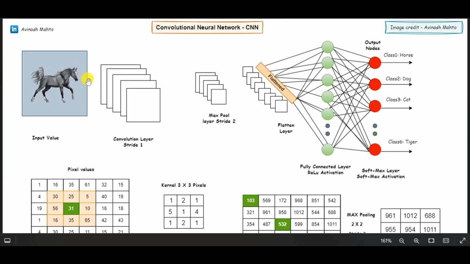So this is the entire procedure of a convolutional neural network, and this is how it works. Now I understand, guys, I tried to make it as simple as I could. So now I think you can easily understand it.